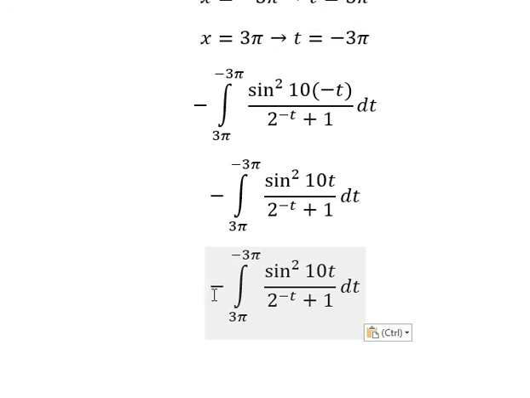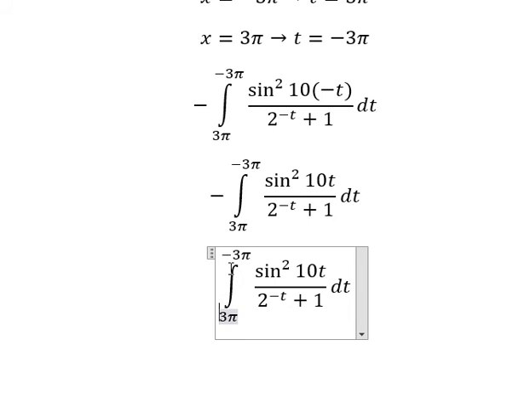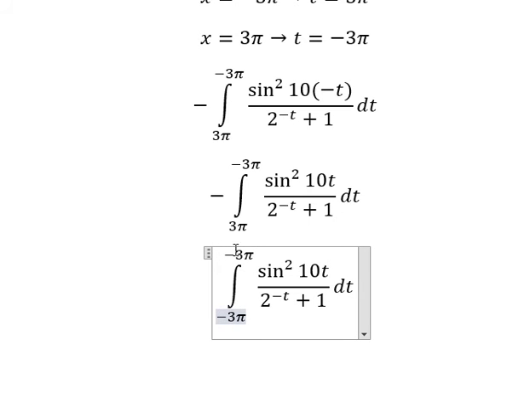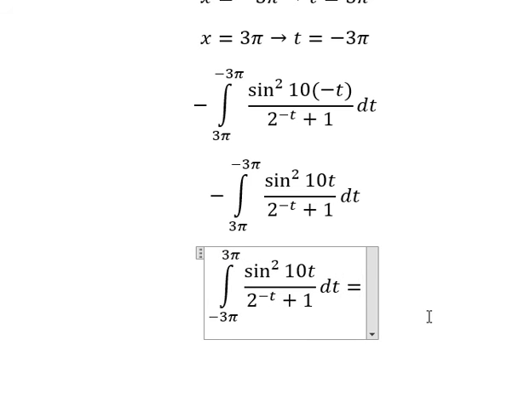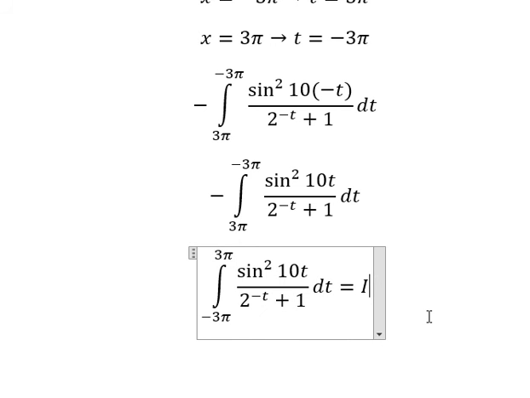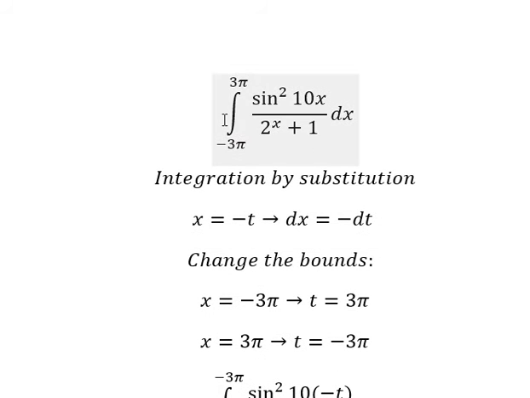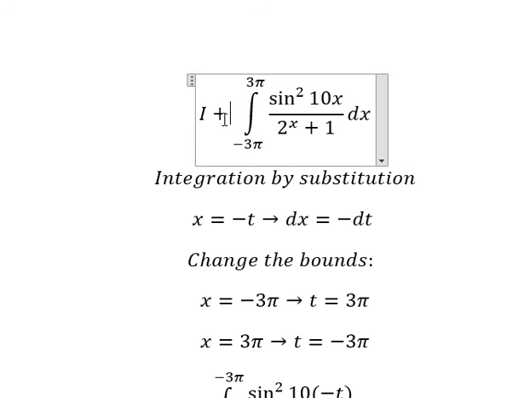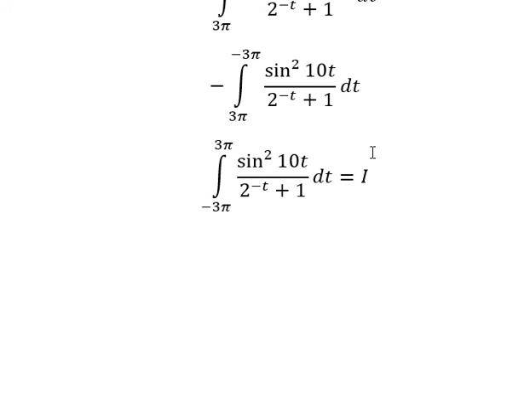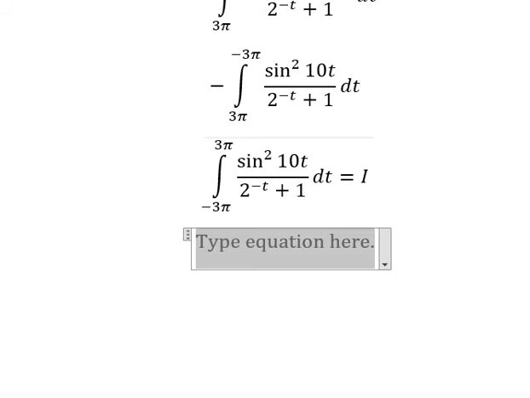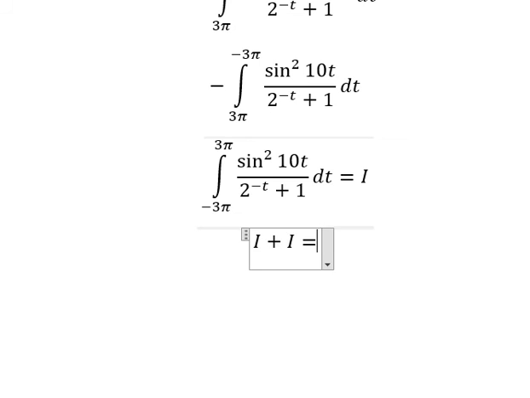Next, because we have the negative sign, we can swap the top and the bottom bounds. And now I will call this one capital I. And we know that this one equals this one. And I can put capital I in here. So I will put I plus I in here.